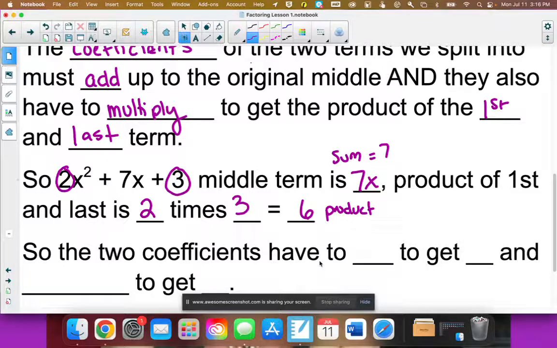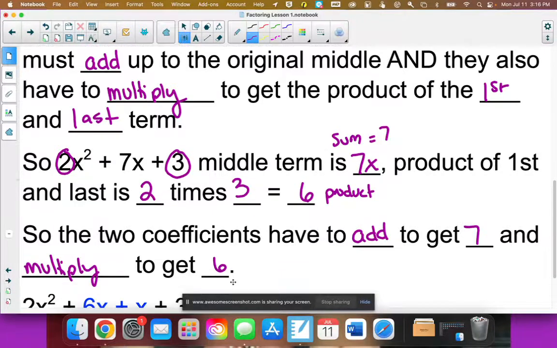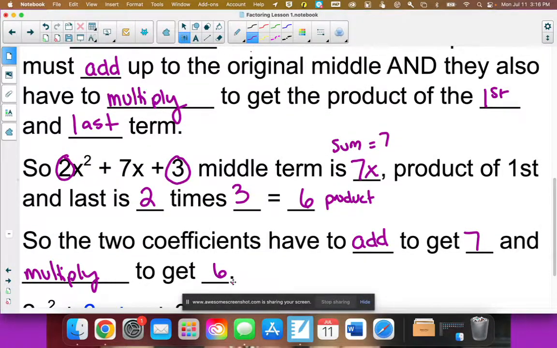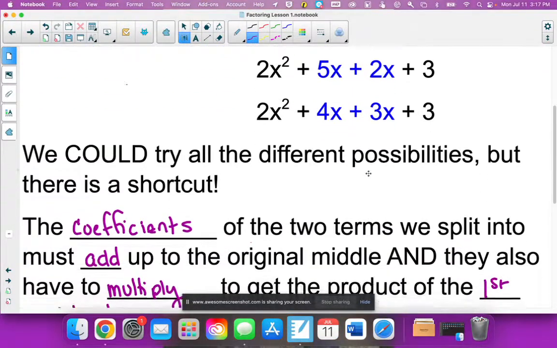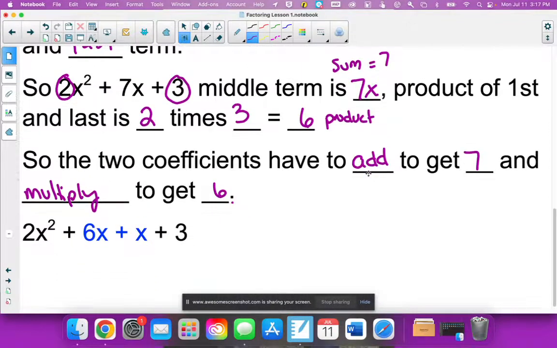So what do the 2 coefficients have to be? So let's figure it out. The 2 coefficients have to add to get 7. There's the duh. And they have to multiply to get 6. Okay, so the only one of my 3 possibilities that adds, they all add to give you 7, but that also multiplies to get you 6 is 6 times 1, right? Because 5 times 2 is 10, 4 times 3 is 12. That doesn't work. So we have to use this one of the 3 possibilities.